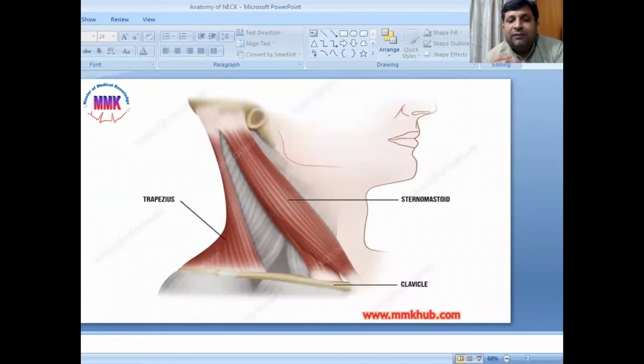This is the view of the muscles of the neck from the lateral side. You can see here, laterally, we can recognize two main muscles. One is the sternomastoid muscle, and then on the back side, there is the trapezius muscle.